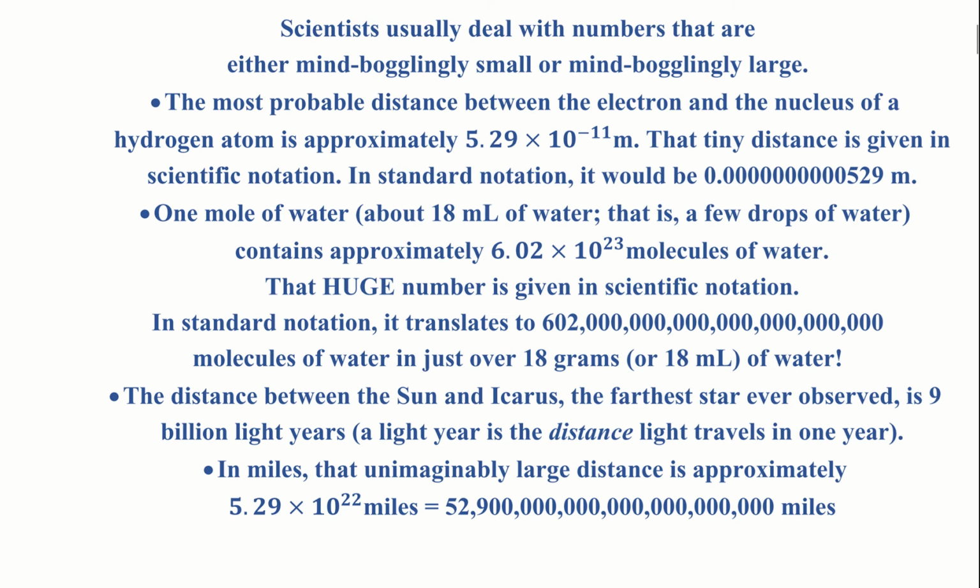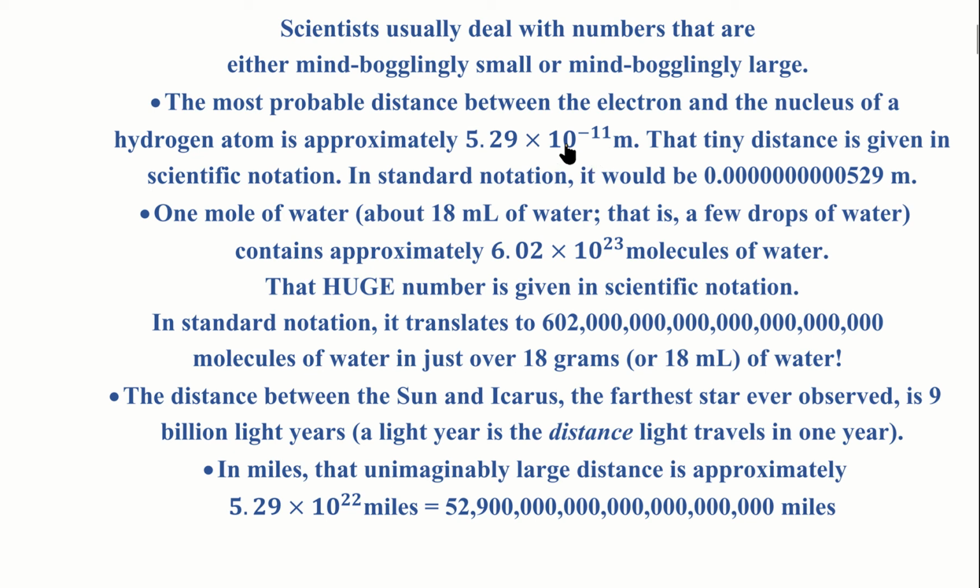Scientists usually deal with numbers that are either mind-bogglingly small or mind-bogglingly large. Just a few examples. The most probable distance between the electron and the nucleus of a hydrogen atom is, for example, approximately 5.29 times 10 to the -11 meters. Now, this right here is the very compact scientific notation version of the number.